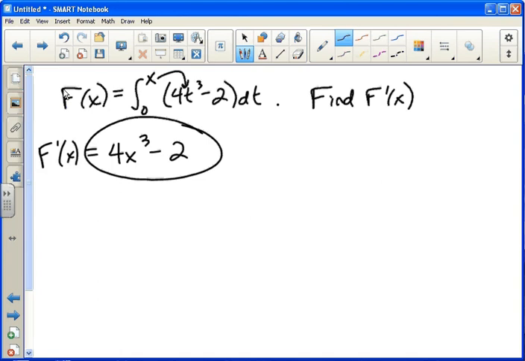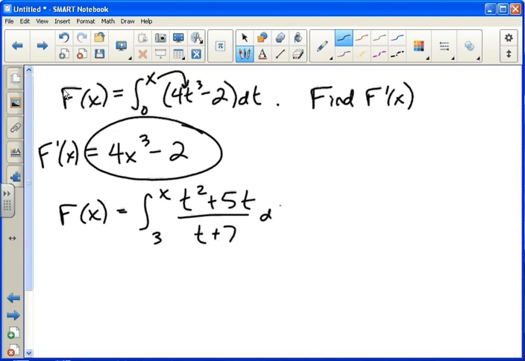Let's try another one. Say f of x is equal to the integral from 0 to x, or actually let's make it something other than 0, say 3, of t squared plus 5t over t plus 7 dt. And then they say find f prime of x.